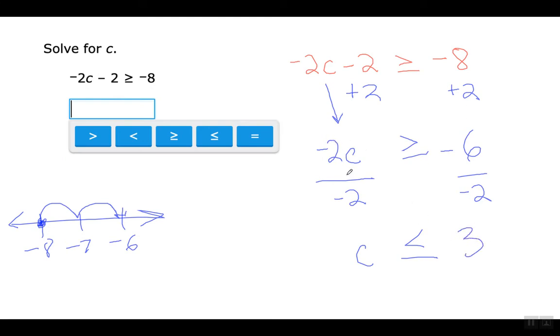When I divide or multiply both sides of an inequality by a negative number, the sign flips directions. So the answer for this one is c is less than or equal to 3. That's the answer.